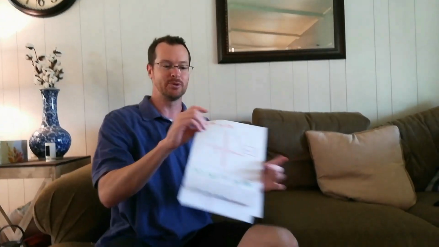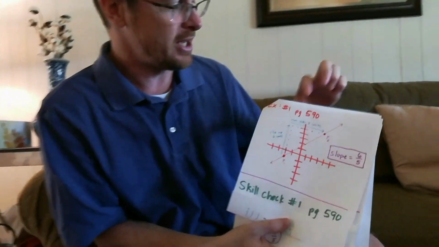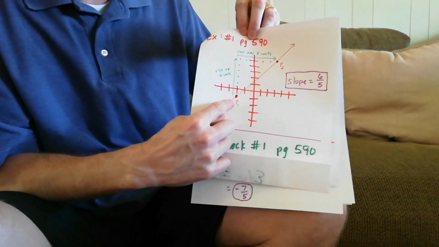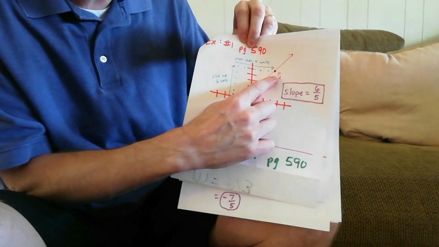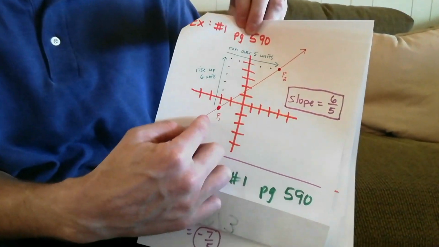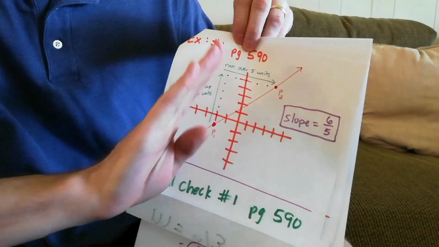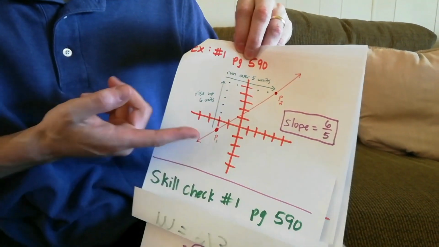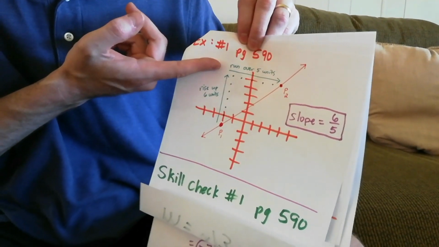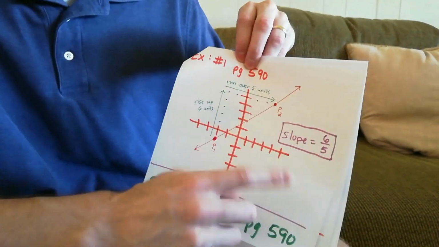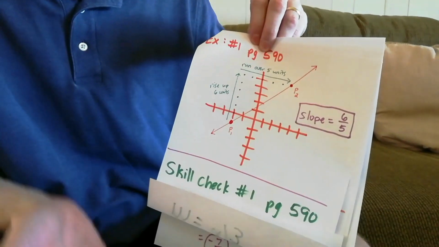So let's go ahead and try some of this stuff. Example number 1 on page 590. If I got a point here, we'll call it point sub 1, and a point up here, point sub 2. Then what we're going to do is say, how do you get from point 1 to point 2? You have to rise up, and you have to go over and run over. So to rise up, you got to go up 6, and you got to go over 5. So your slope would be 6 over 5. It would be rising up 6, running over 5, right?